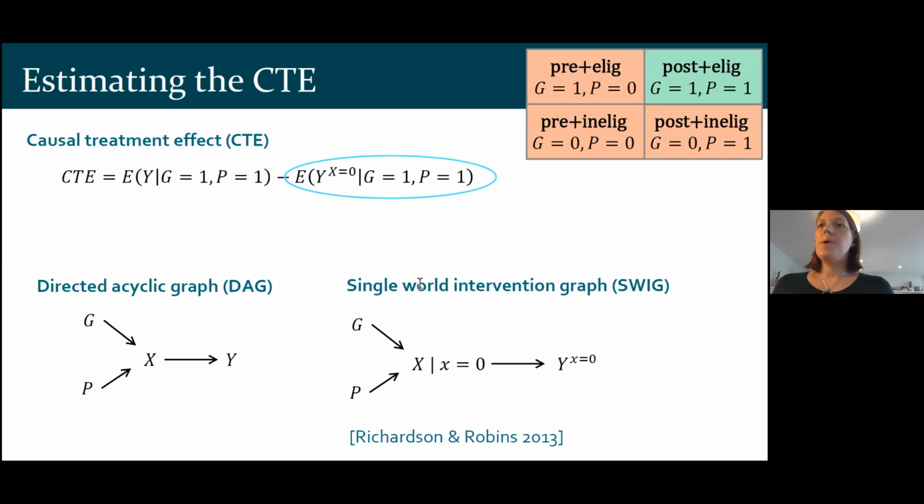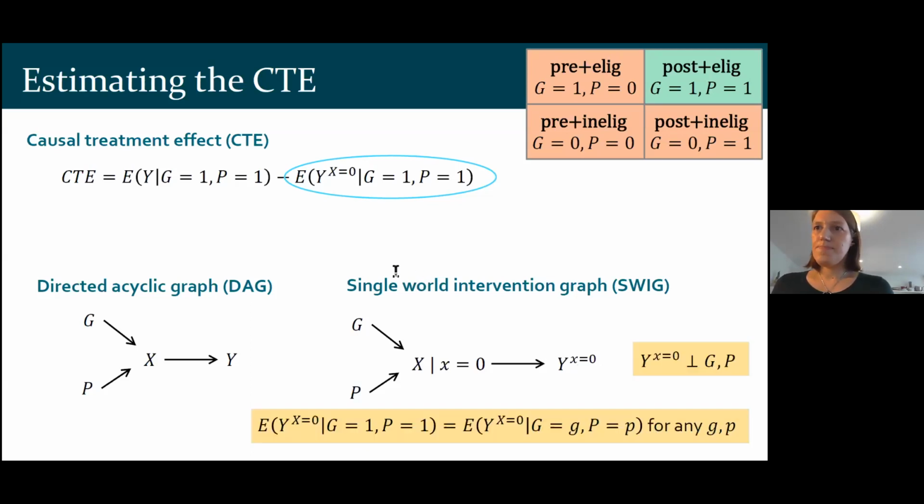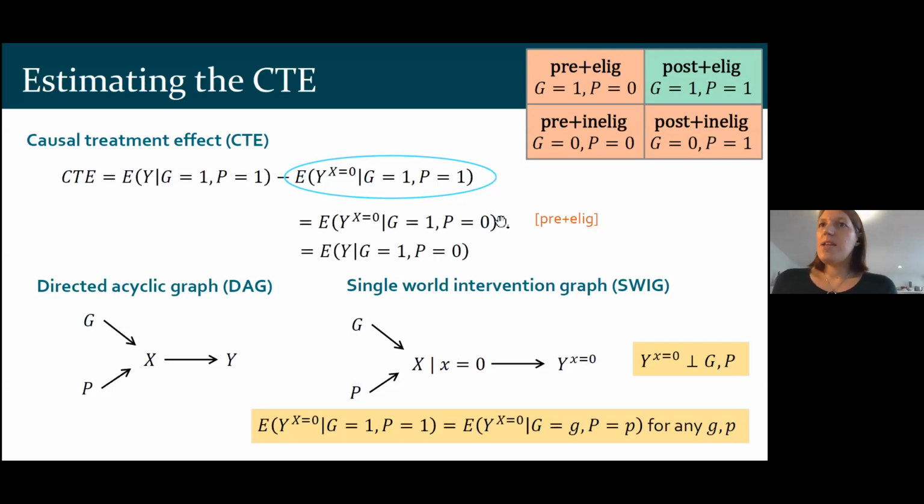And what this helps us to do is to think about our assumptions. When we translate this DAG into this SWIG, we can see that this counterfactual outcome is independent of G and P, the way we've drawn this DAG. And what this means is that we can write this second expectation in the causal treatment effect, which is conditional on G is 1 and P equals 1. Well, we've just said that that counterfactual outcome is independent of G and P, so we can put any values for G and P on the right-hand side of that probability. So, for example, instead of G is 1 and P equals 1, I could write G is 1 and P equals 0.